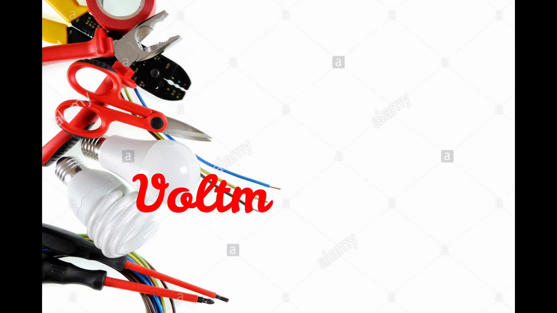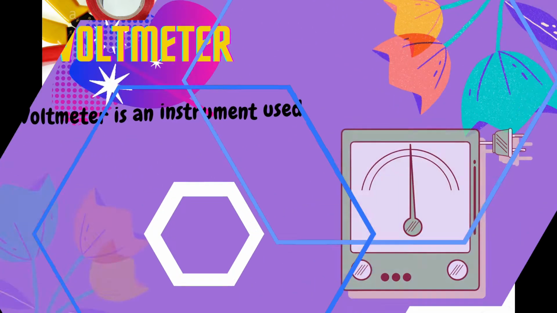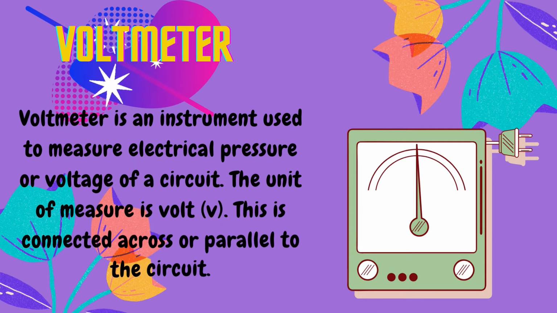Okay, so the next tool is voltmeter. It is an instrument used to measure electrical pressure or voltage of a circuit. The unit of measure is volt. This is connected across or parallel to the circuit. For better understanding how to use the voltmeter, please watch this video.